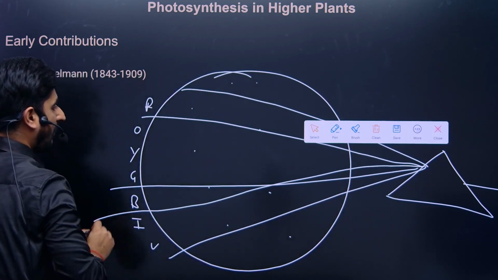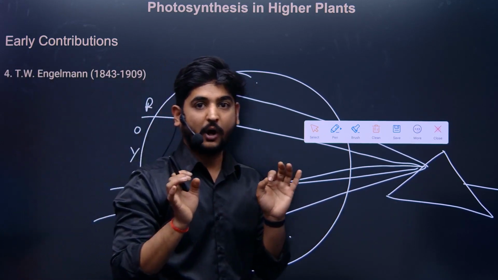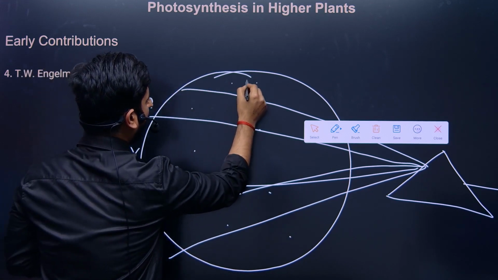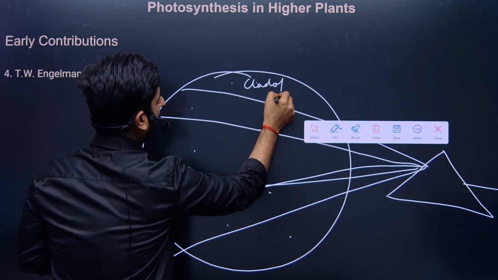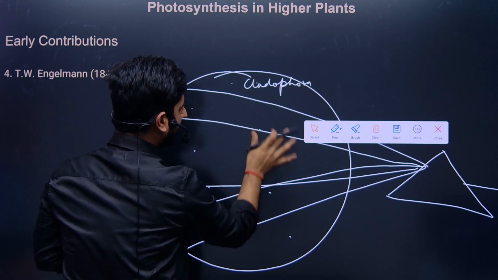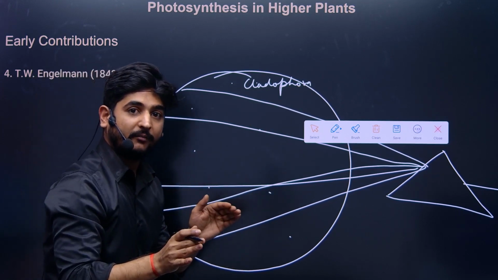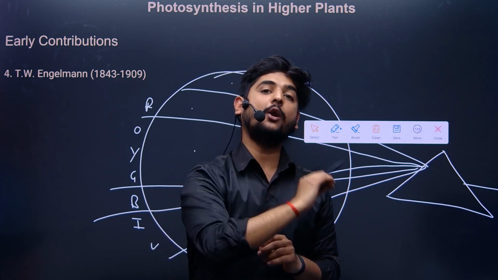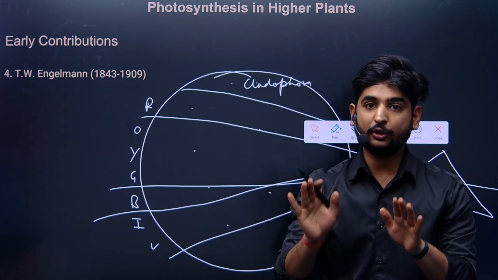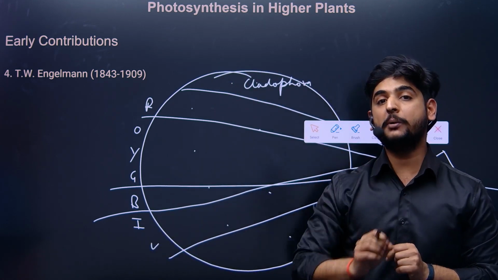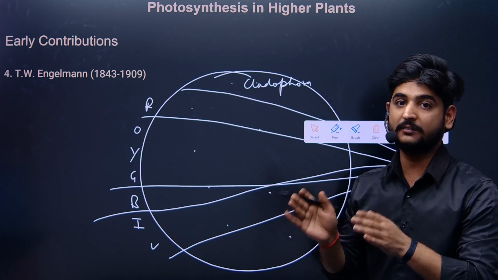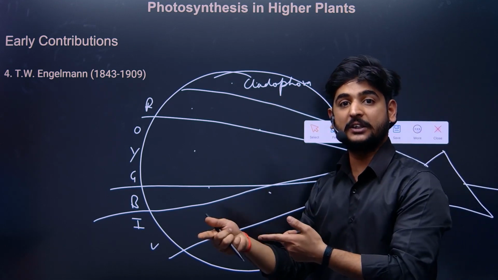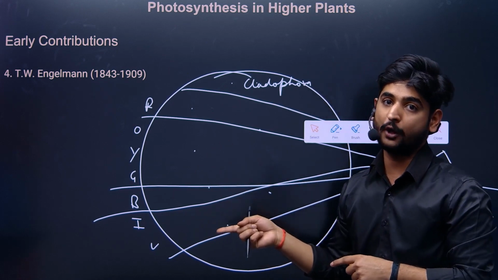Now this guy was a genius. How? By doing this simple experiment, putting Cladophora, the green alga, in this setup, he observed the growth of aerobic bacteria. Where will the aerobic bacteria grow? Only where oxygen is present. Where will oxygen be present? Only where photosynthesis happens. Because Cladophora will do photosynthesis, it will release oxygen. That oxygen would be used by the aerobic bacteria.